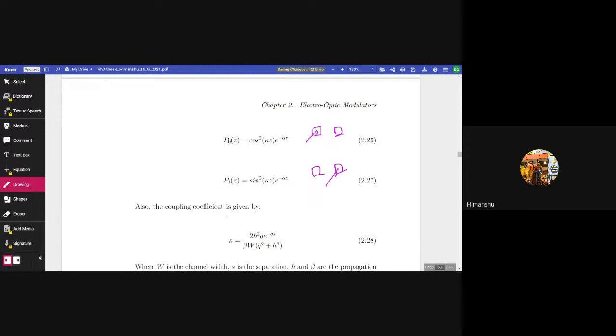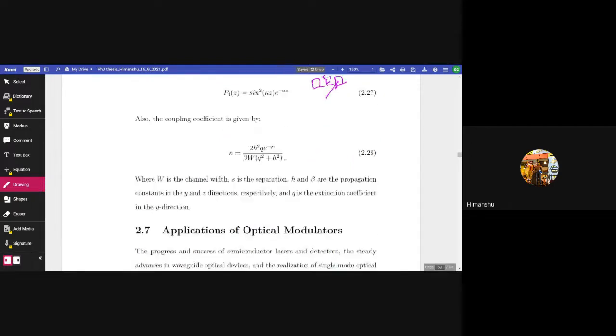Also, the coupling coefficient is given by k equals 2h square q e to the power minus qs divided by beta w into (q square plus h square), where w is the channel width, s is the separation, h and beta are the propagation constants in the y and z directions respectively, and q is the extinction coefficient in the y direction.